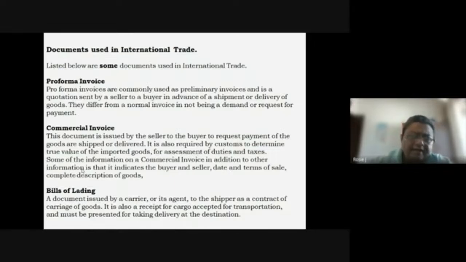Also, it is like a receipt. It is a receipt from the captain of the ship that he received the goods from Ching. It is a receipt given to Ching. It acts as a receipt. It acts as a title document.